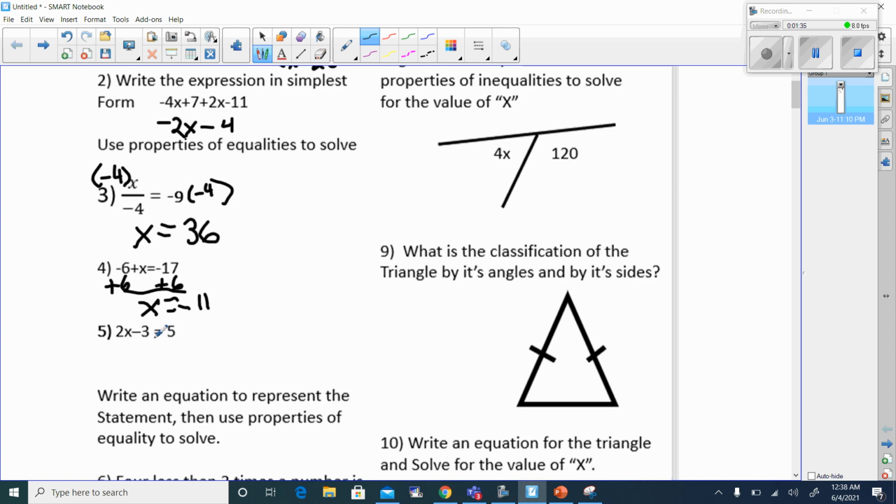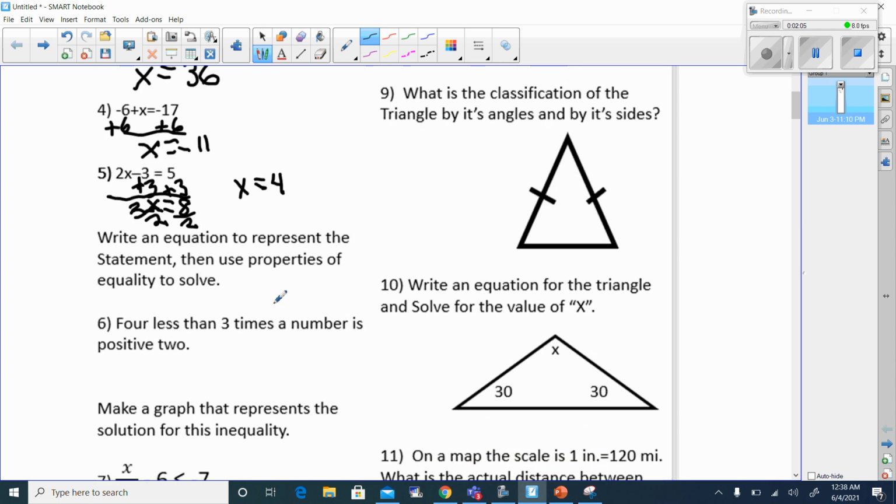Then we've got number 5, 2x minus 3. We're going to add 3 to both sides. That's going to give me 2x is equal to 8. And I'll divide by 2 on both sides. 8 divided by 2 is 4, so x has to equal 4.